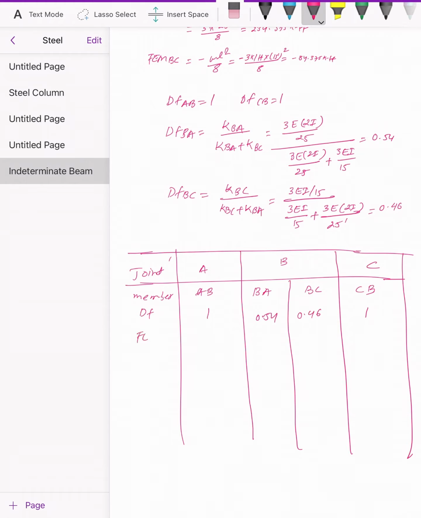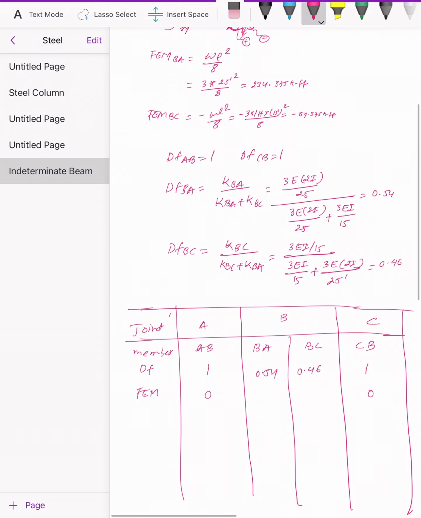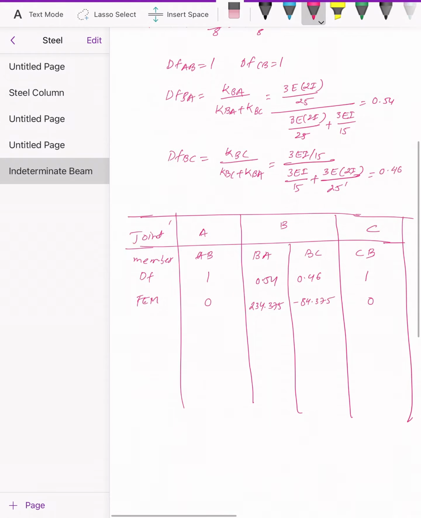Now let me write the fixed end moment. It's 0, there is no moment at support A. BA, what's the fixed end moment of BA? It's 234.375, and the other one, BC, is minus 84.375.